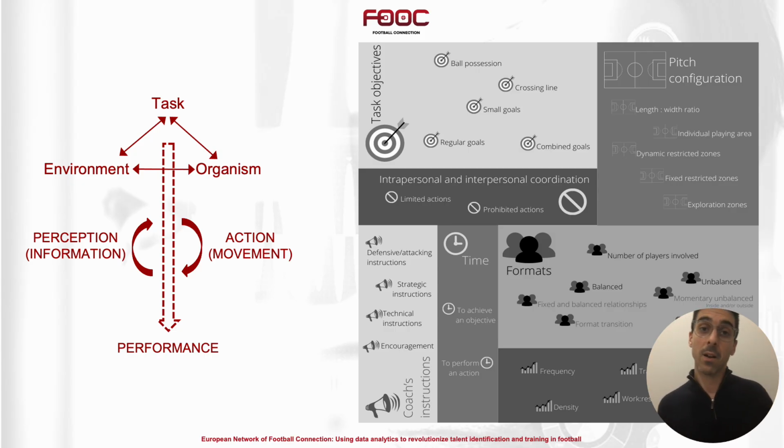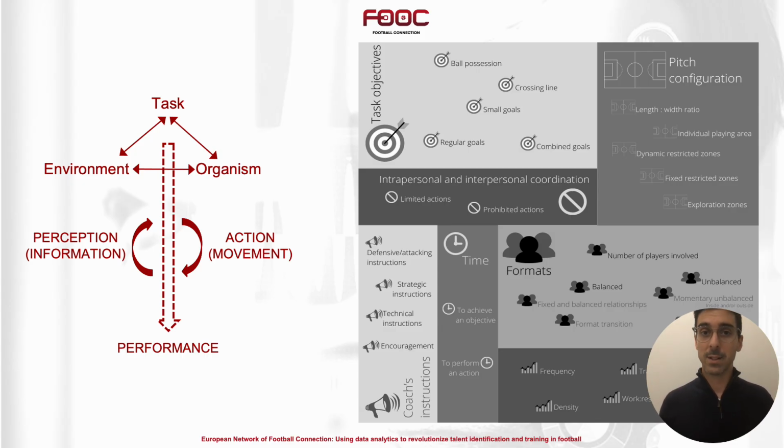Other example, if you have very small field dimensions, probably you will have more numbers of acceleration and deceleration, change of directions, but you will not have too many high-speed running or sprinting. If we want to produce or to expose our players to more running demands, we need to increase the size of the field for achieving high-speed running and sprinting more often.